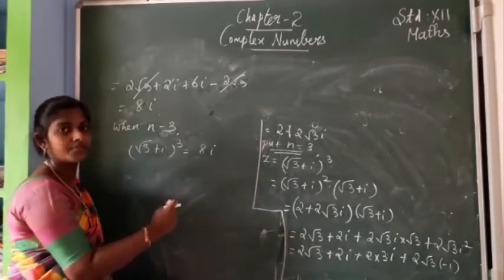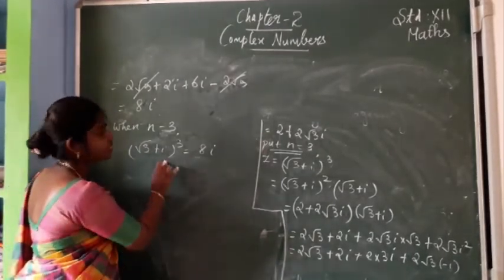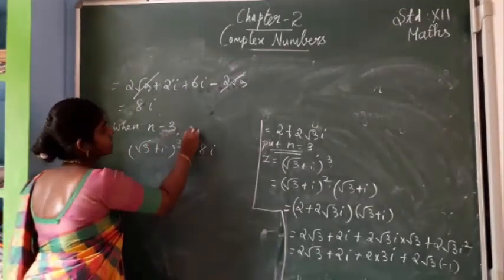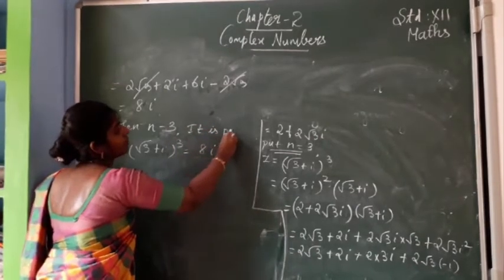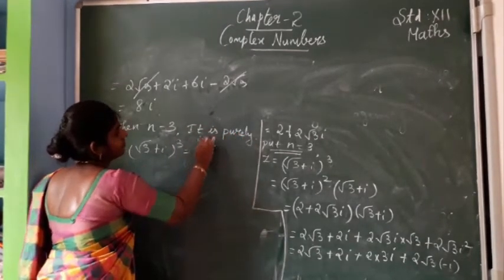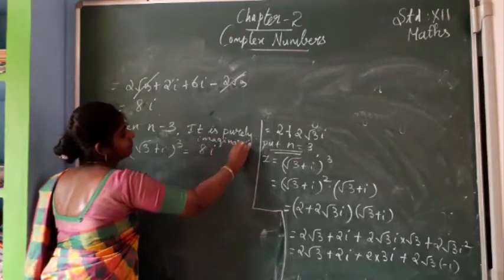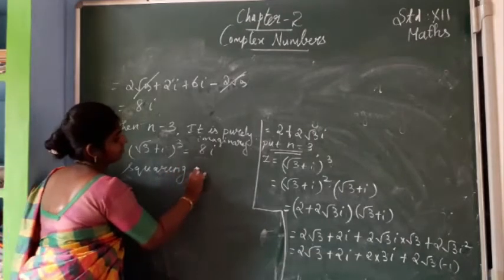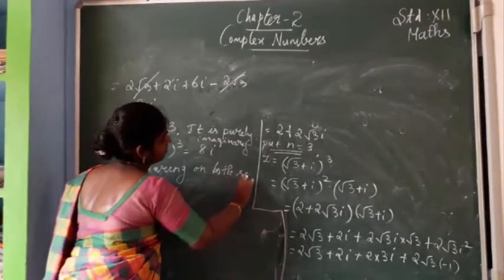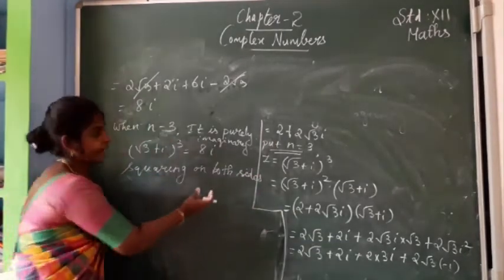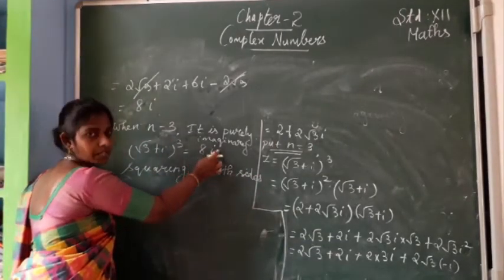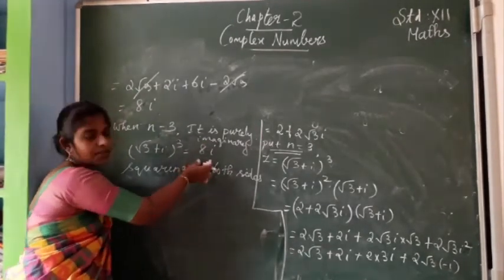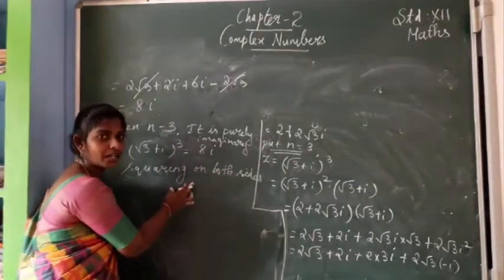Again you have to find the real value. So for finding the real value you have to square both the sides. When n is equal to 3, it is purely imaginary. So squaring on both the sides. Why are we squaring both sides? If you square, you will get i square, whose value is minus 1. If you multiply, you will get the real value. That's why we are squaring on both sides.